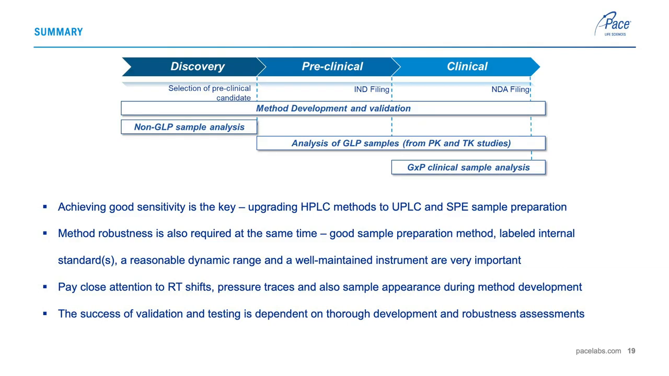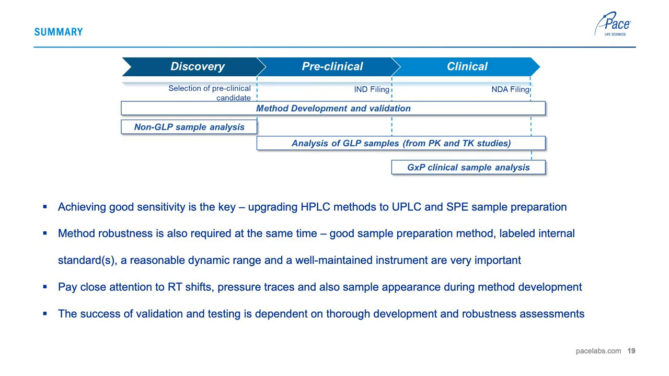In summary, the primary target for bioanalytical methods is to achieve good method sensitivity. Upgrading HPLC methods to UPLC methods may help achieve that, with 1.7 micron particle sizes. And using 1 millimeter column IDs may help in decreasing the radial diffusion and improve sensitivity further. Now, when this is combined with solid phase extraction, most of the interference is also eliminated, producing even better sensitivity. In addition to good method sensitivity, a robust method is also needed.